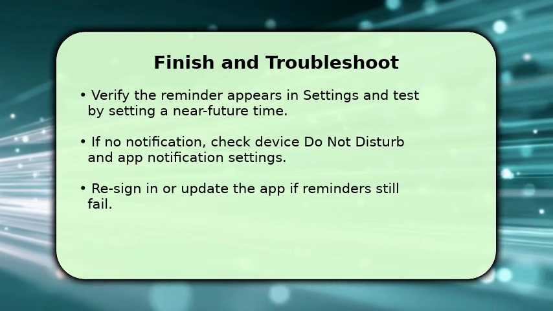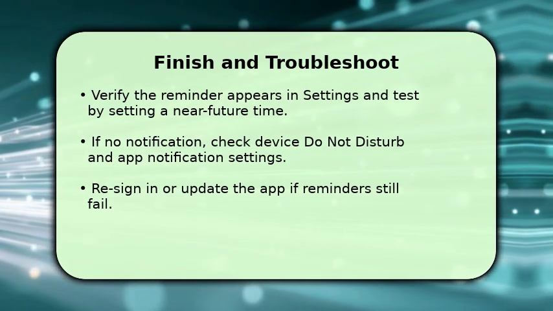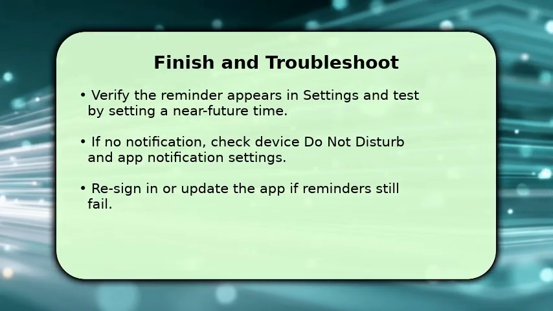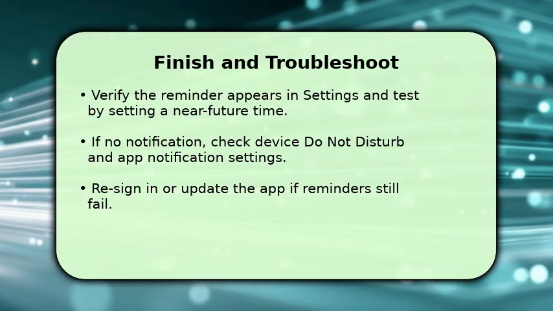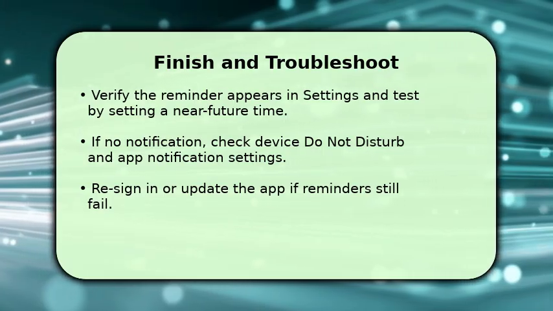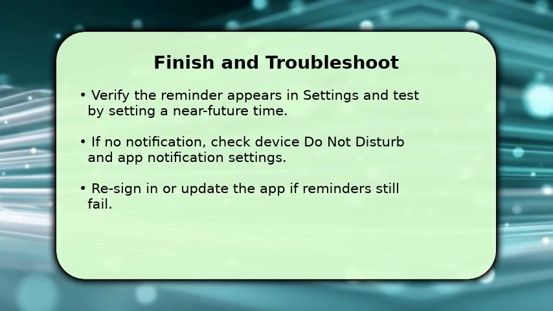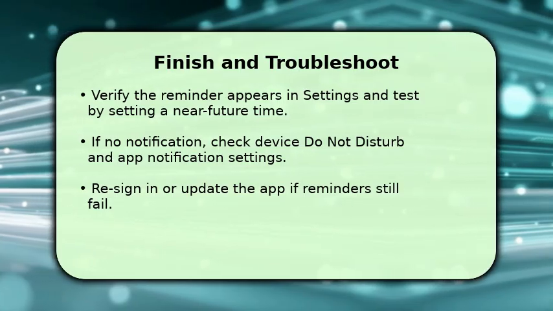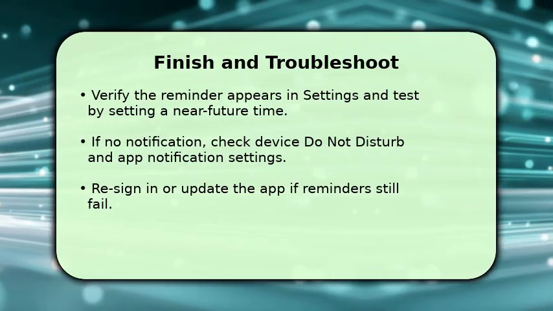If you don't get a notification, make sure your device isn't silencing YouTube with Do Not Disturb and that YouTube notifications are enabled in system settings. If problems persist, sign out and back in or update the app. Those two fixes resolve most sync or permission hiccups quickly.